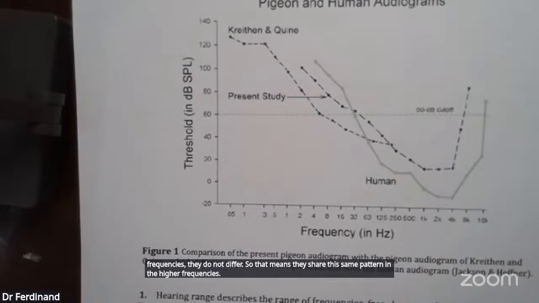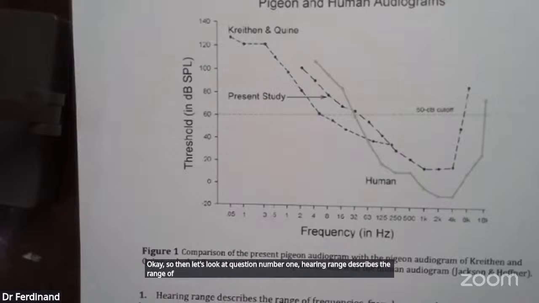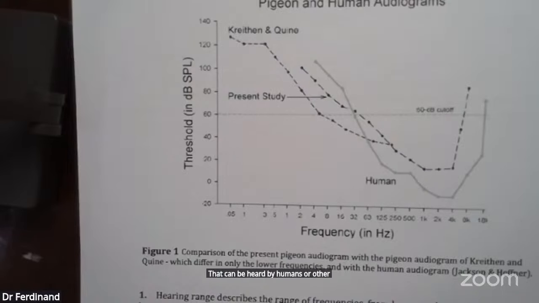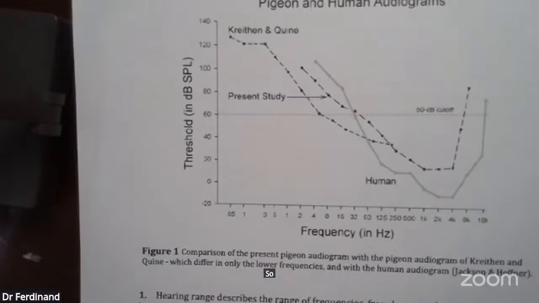Okay, so then let's look at question one. Number one, hearing range describes the range of frequencies from lowest to highest that can be heard by humans or other animals. According to the diagram, which of the following has the greatest hearing range? We want to know which one has the greatest range from highest to lowest number. So hopefully you assess this, and then you check each one.